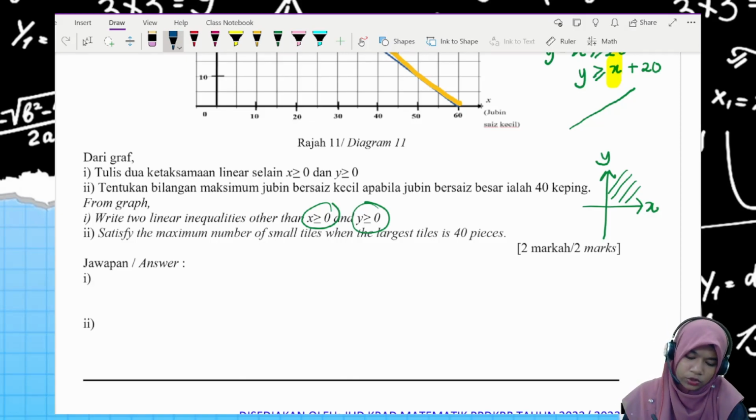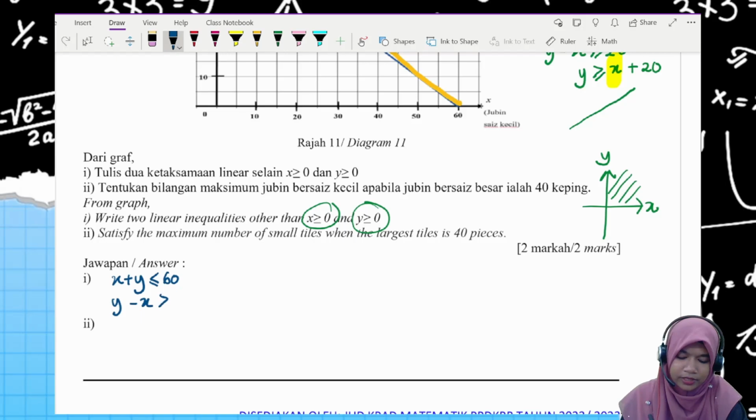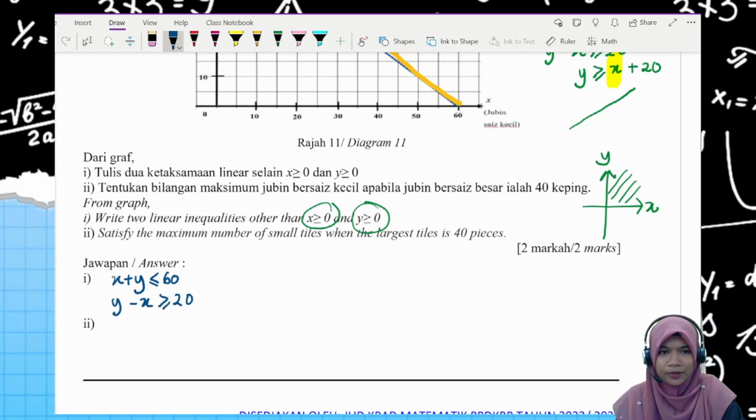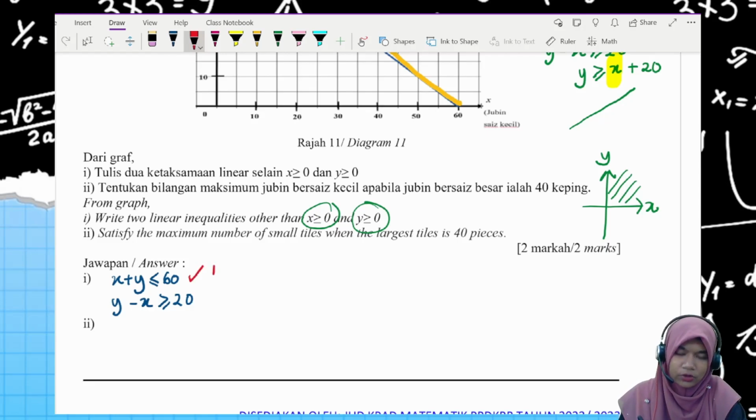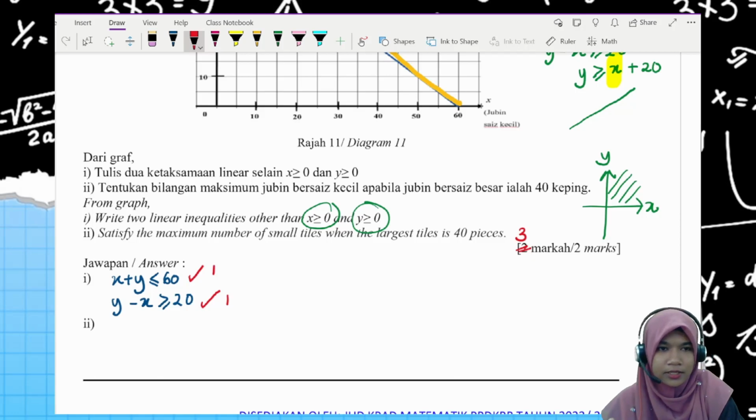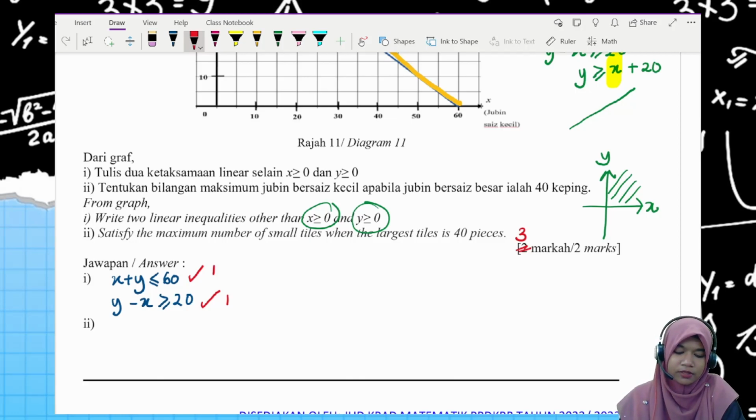So the first one is x plus y less than or equals to 60, and another one is y minus x greater than or equals to 20. So now you get 2 marks, because 1 mark is for the first linear inequality or first constraint, and 1 mark for the second constraint. This one is actually 3 marks in total, because now you have 2 questions here. In the first question you write the 2 linear inequalities, and the second question is from the graph.